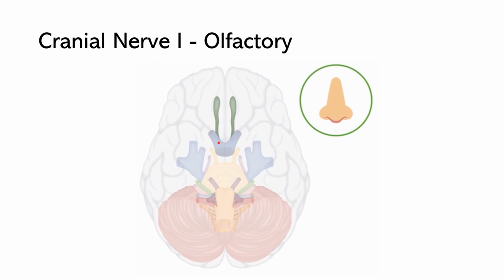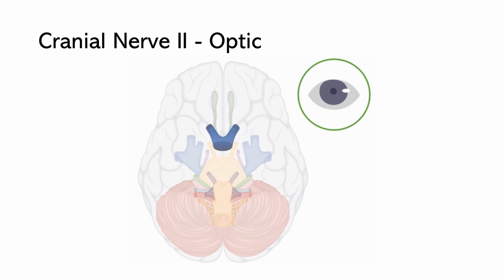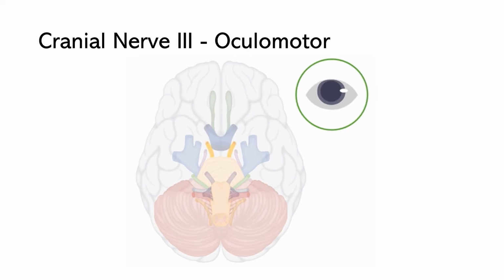Starting with cranial nerve 1, or the olfactory nerve, this is a sensory nerve, and it is responsible for our sense of smell. Cranial nerve 2, or the optic nerve, is also a sensory nerve, and this is going to be responsible for our sense of sight. Cranial nerve 3 is a motor nerve. It is an ocular motor nerve. This motor nerve is responsible for our eyeball movements as well as adjusting the lens and pupil.